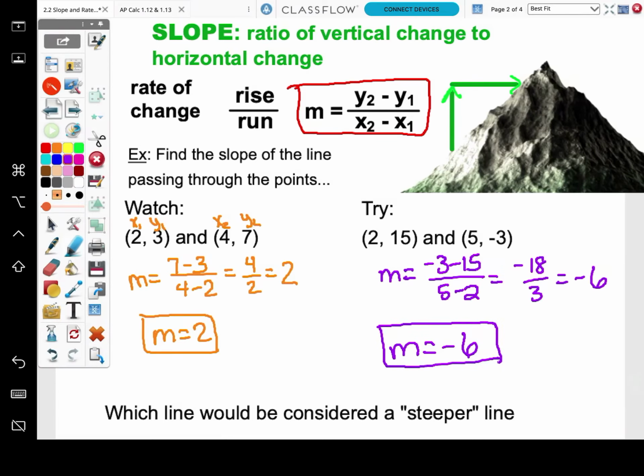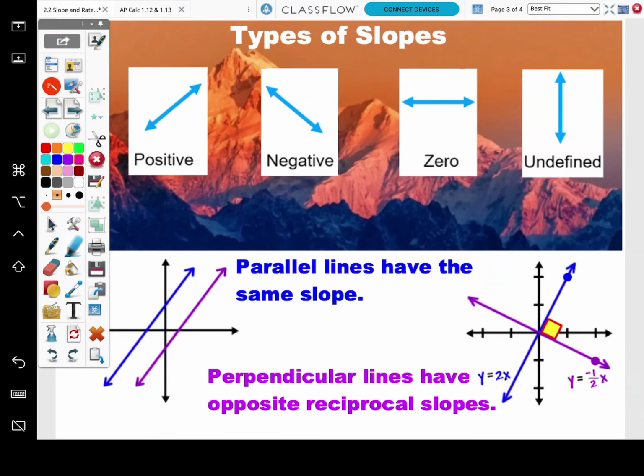All right, which of these lines would be steeper? If you said this one at negative 6 slope, you are correct. The larger the number, whether it's positive or negative, the larger in absolute value, the steeper the line. So that line, that second one, would be a steeper line.